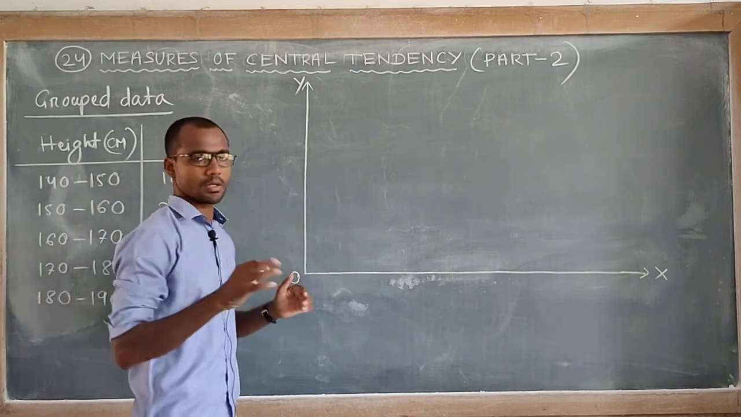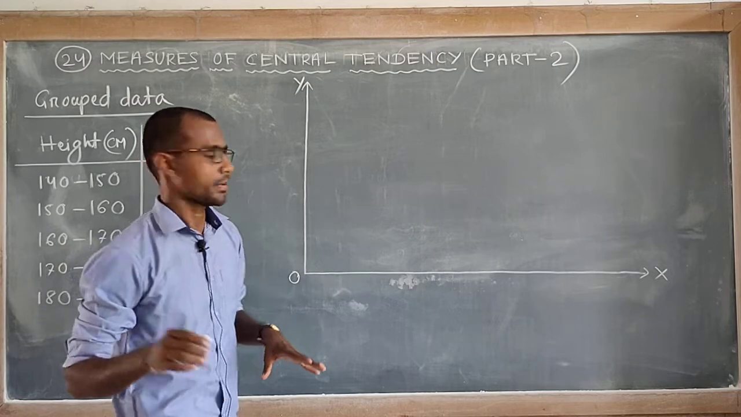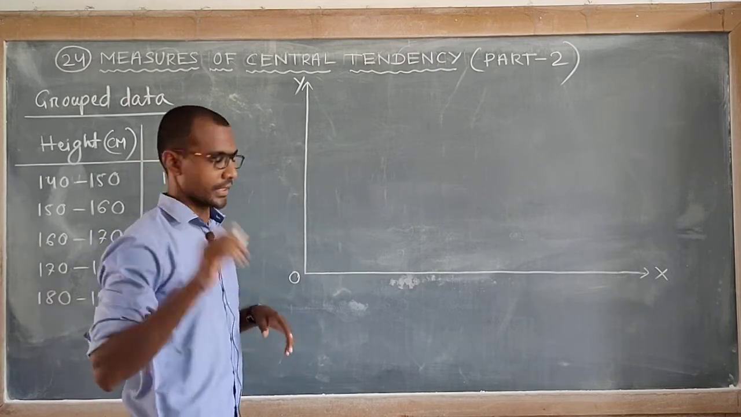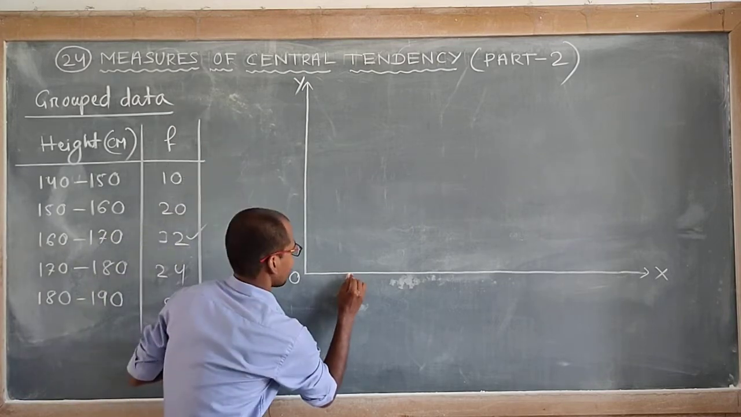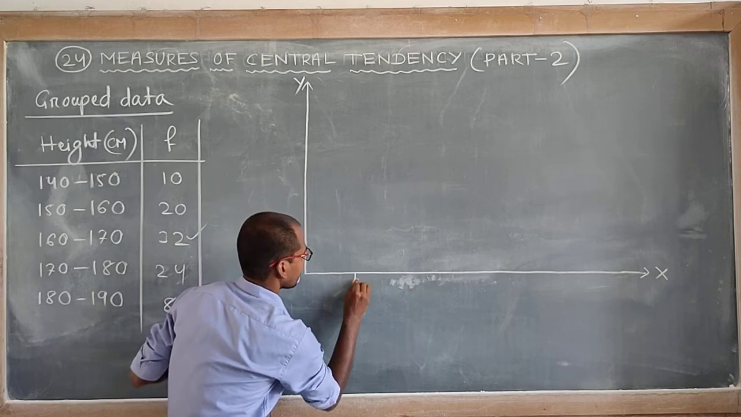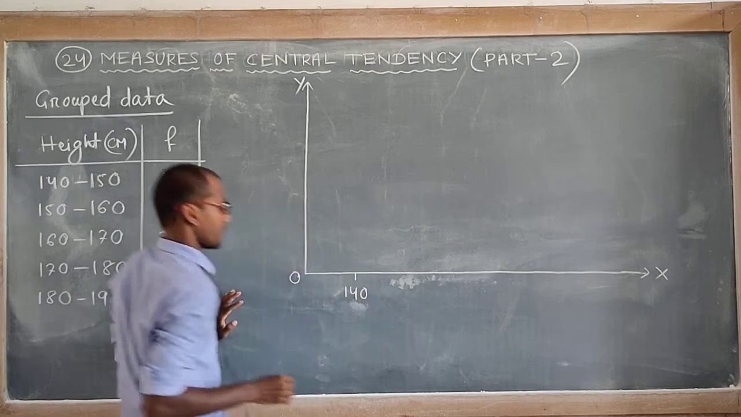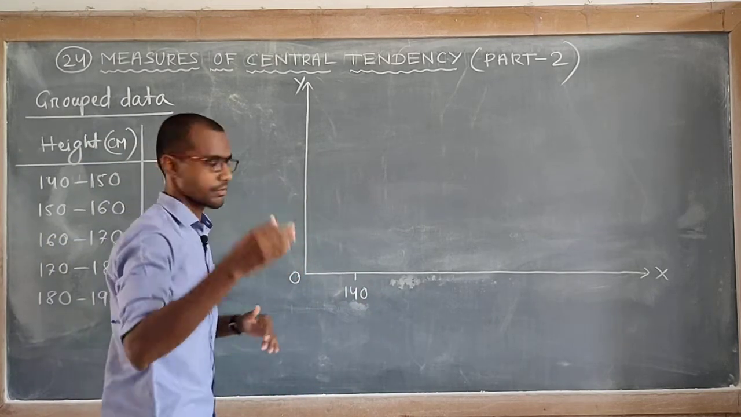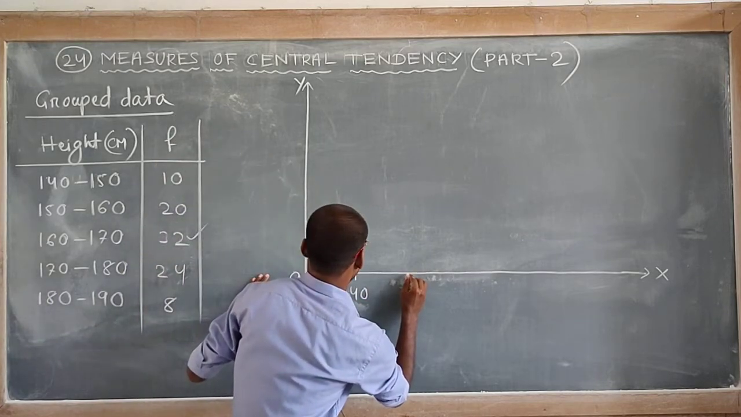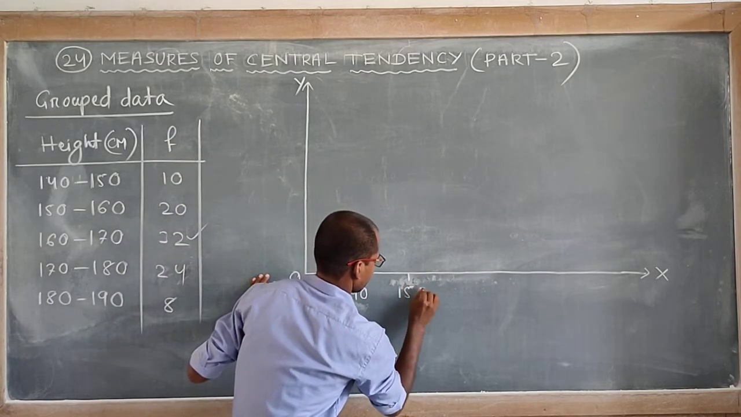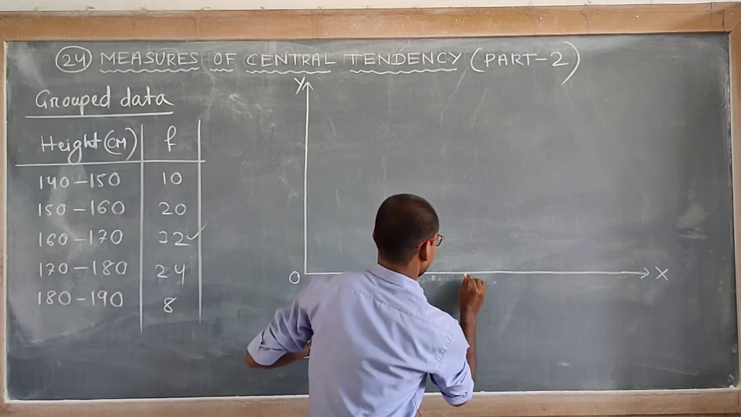I don't have graph paper here, but you can use 2 by 2 cm graph paper, which is actually given in the board exam. Suppose this is 2 cm, and I am taking here 150. Then again 2 cm I will take 150. Again 2 cm I will take 160.